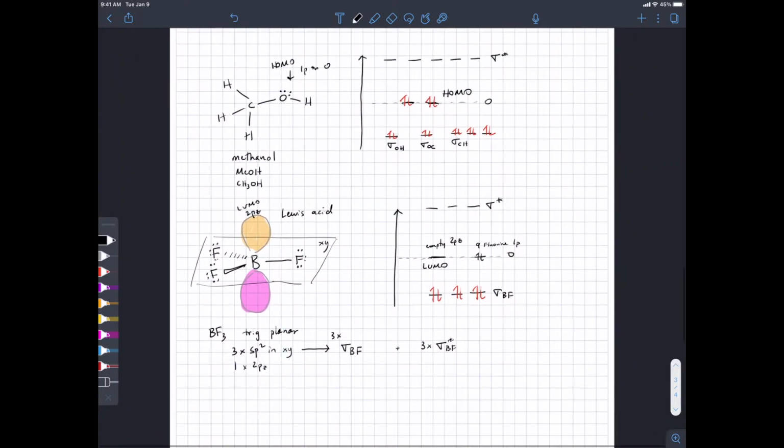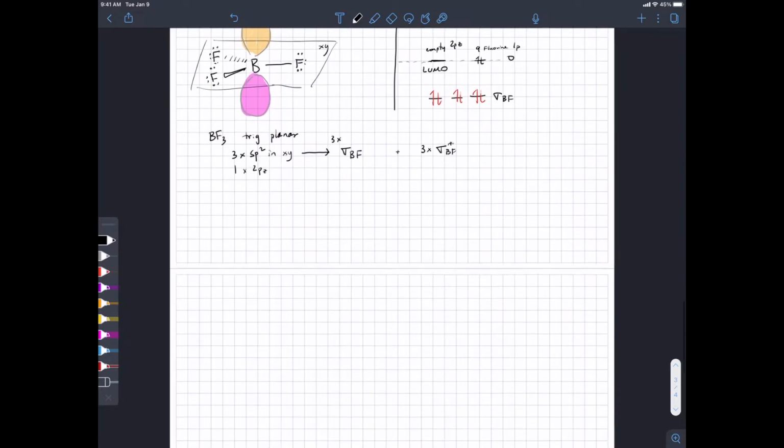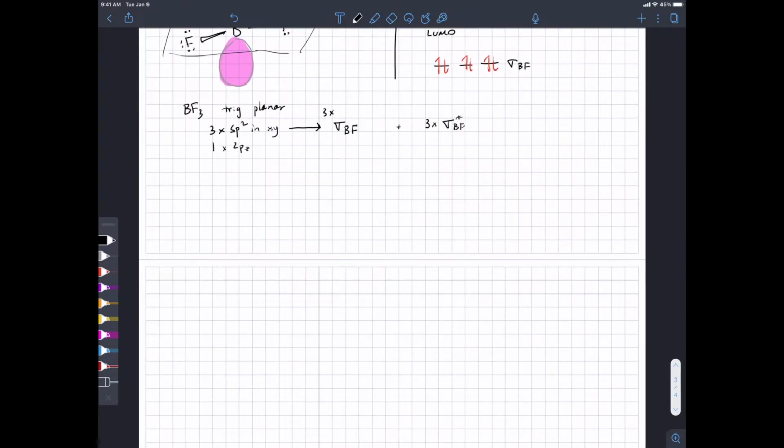So if we use methanol as our Lewis base or nucleophile, and our BF3 as Lewis acid or electrophile, what can we show happening? Well, here's methanol, CH3OH, where the lone pairs on oxygen are the highest occupied orbital. Here's BF3, and its LUMO, lowest unoccupied orbital, is that empty p orbital.